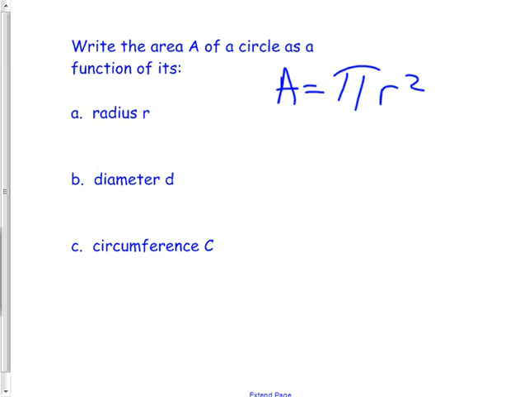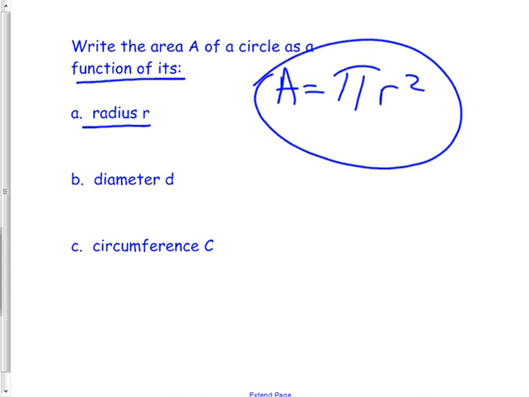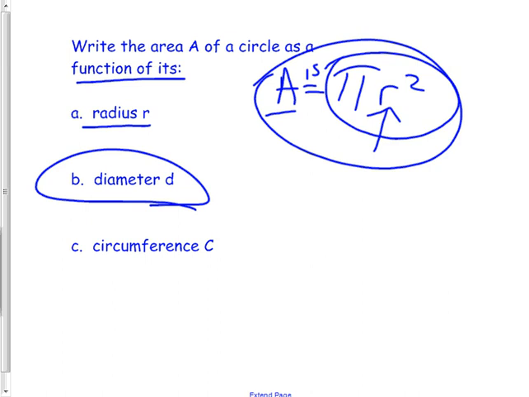Okay, so to have a function, you need something on both sides of that equal sign. Now, they want the area as a function of its radius. When you say as a function of its radius, that means that they want an r in the answer. Does my answer have an r in the answer? Yes, it does. This is a function that has an r in it. That's what they mean when they say a function of its radius. The answer just needs an r in it. What does this answer need in it?